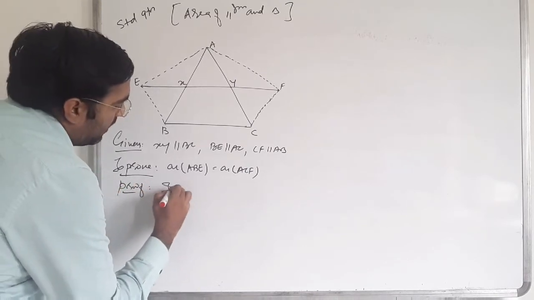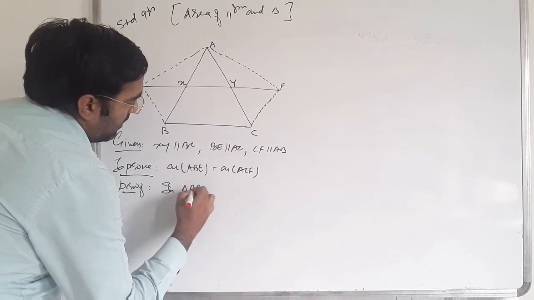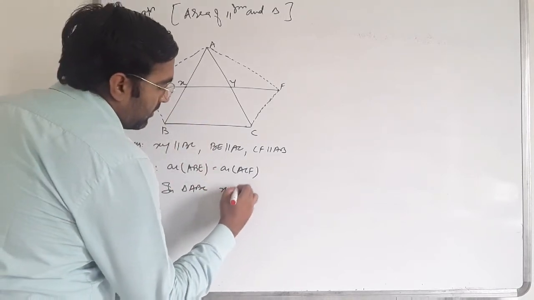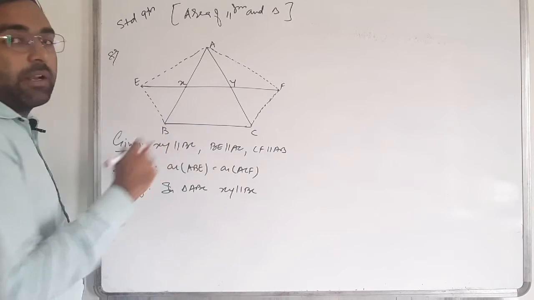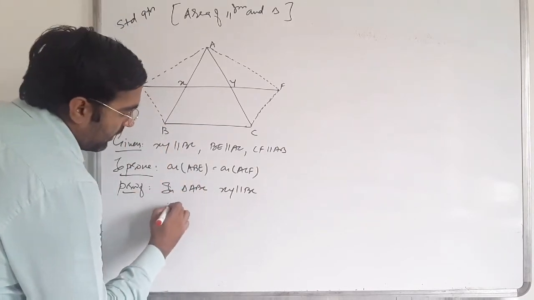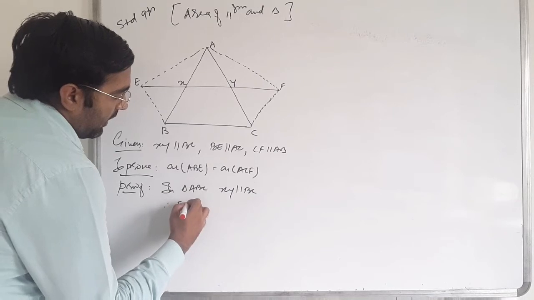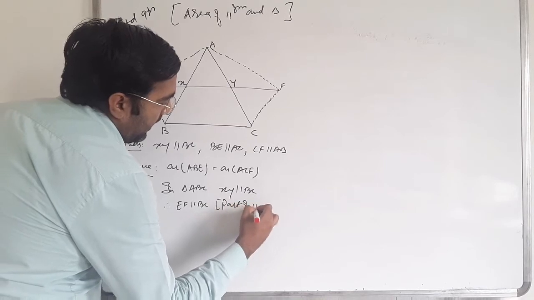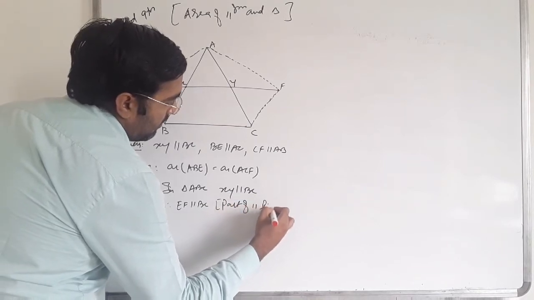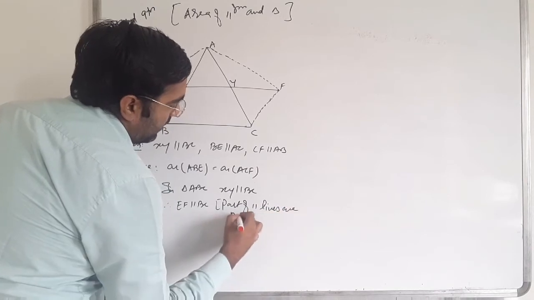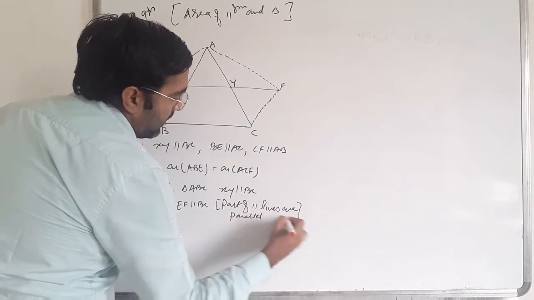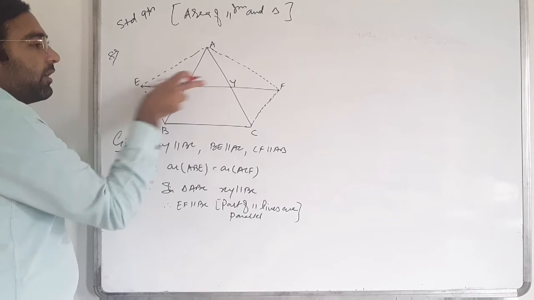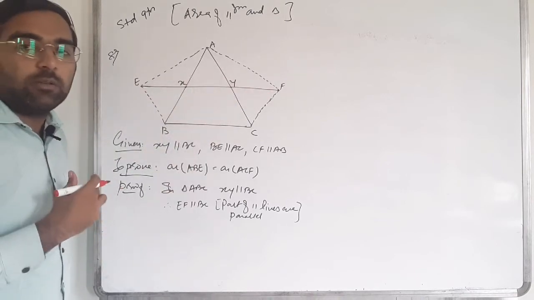Now in triangle ABC, XY is parallel to BC. Therefore we also say that EF is parallel to BC, because parts of parallel lines are parallel. XY is a part of the line EF, so XY is parallel to BC, so therefore we also write that EF is parallel to BC.